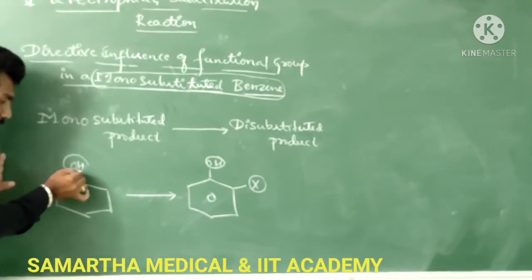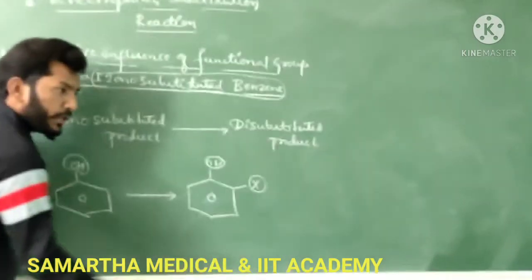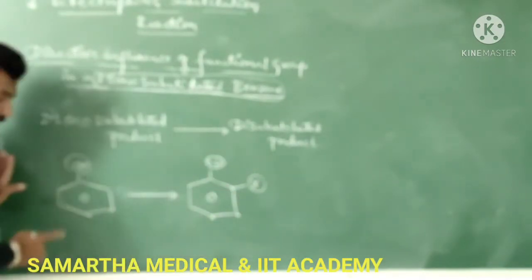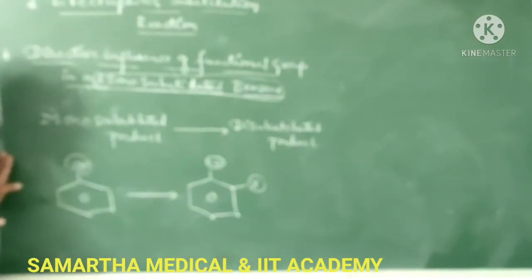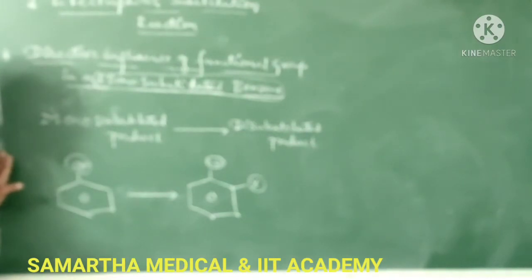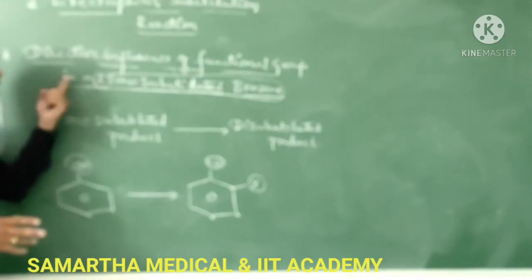This existing group decides where the incoming group is going to locate, whether ortho, meta or para. It completely depends on the existing group, guys. The existing group is the group already present in the ring. This is the concept we have to know here, the directive influence of functional group in a monosubstituted benzene.